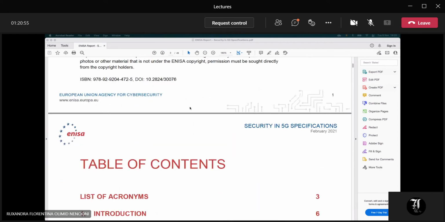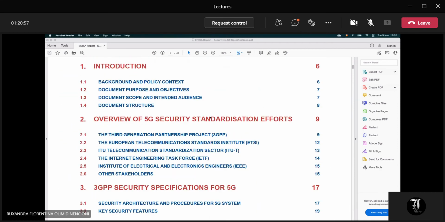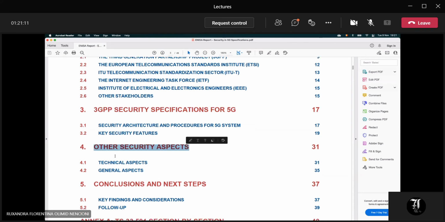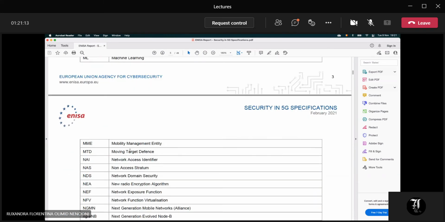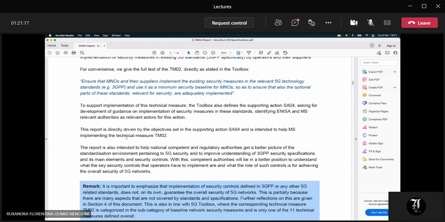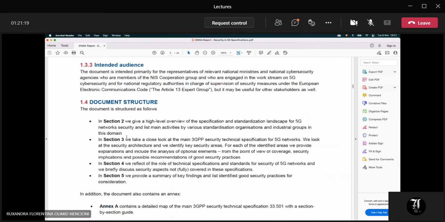And then you can check what they are talking about here. Overview of the standardization efforts. Okay, security specifications for 5G, because 3GPP is the organization that in fact is doing the specification. We will talk about this in the mobile networks as well. Some security aspects, conclusions, and so on. And you will find here maybe some important things. Okay, it gives you ideas.